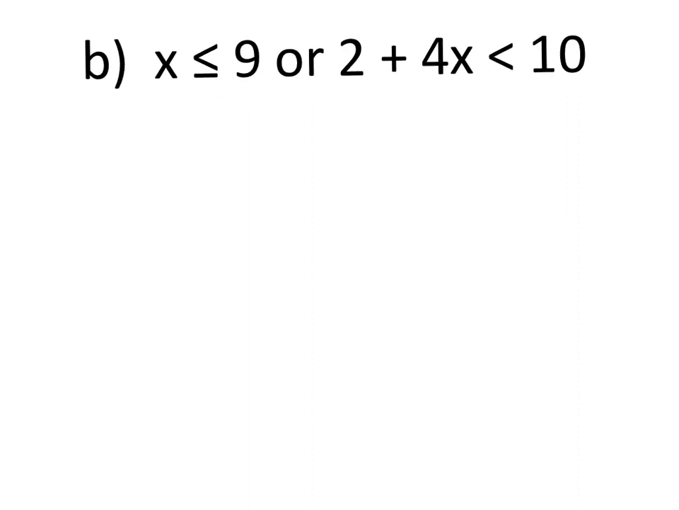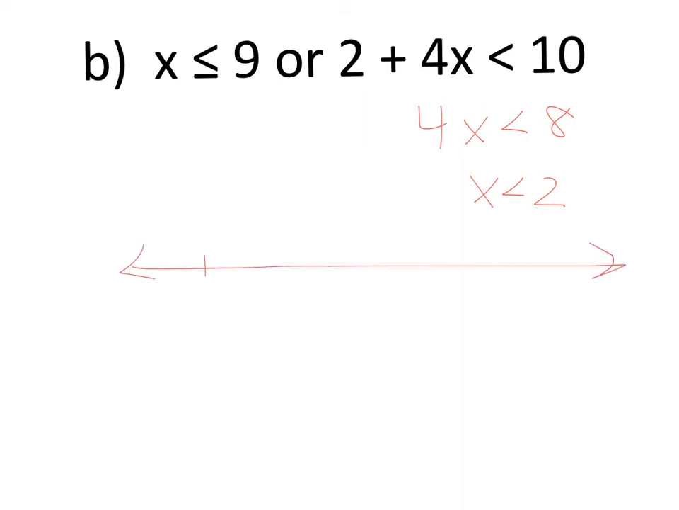On B, the nice part is that this one is already solved for us, but this one we need to solve. We'll start by subtracting the 2 off, so 4x is less than 8. Then we divide by 4 and get x is less than 2. Now when I graph, I've got 2, 3, 4, 5, 6, 7, 8, 9.